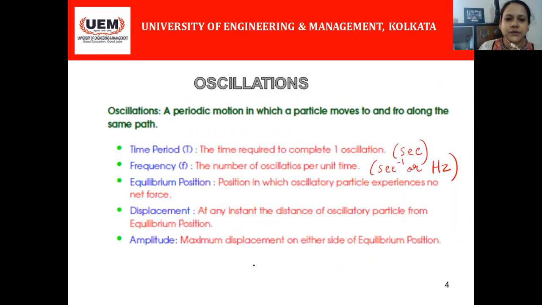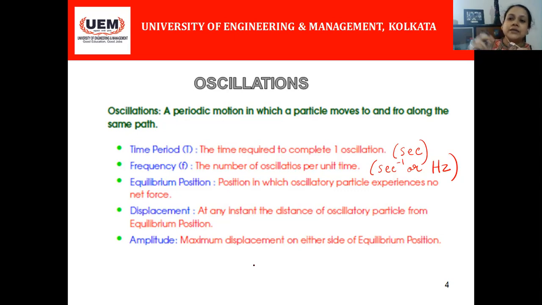So let's proceed. Next is displacement. What do we mean by displacement of an oscillating particle? The displacement of an oscillating particle is its distance from the equilibrium position. So again, going back to the example of our pendulum, when it is at position 1, its displacement is 0 because it is sitting at the equilibrium position.